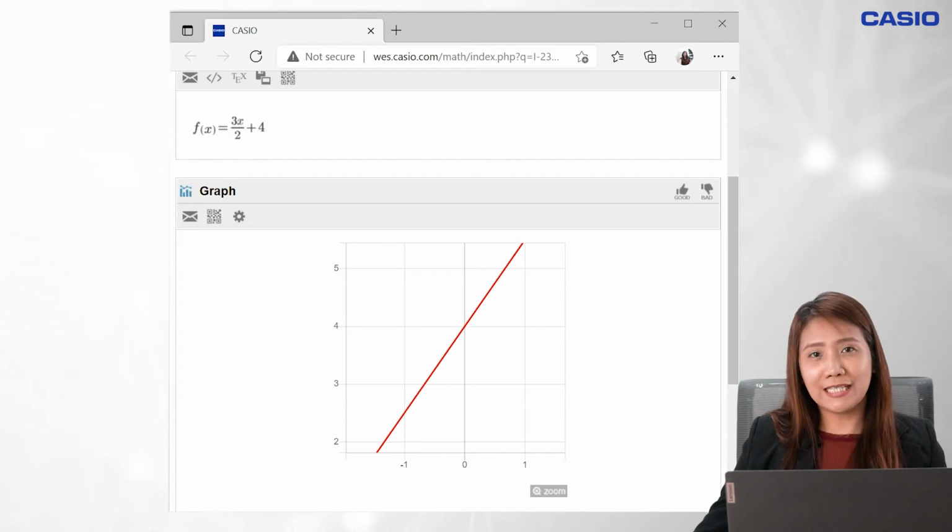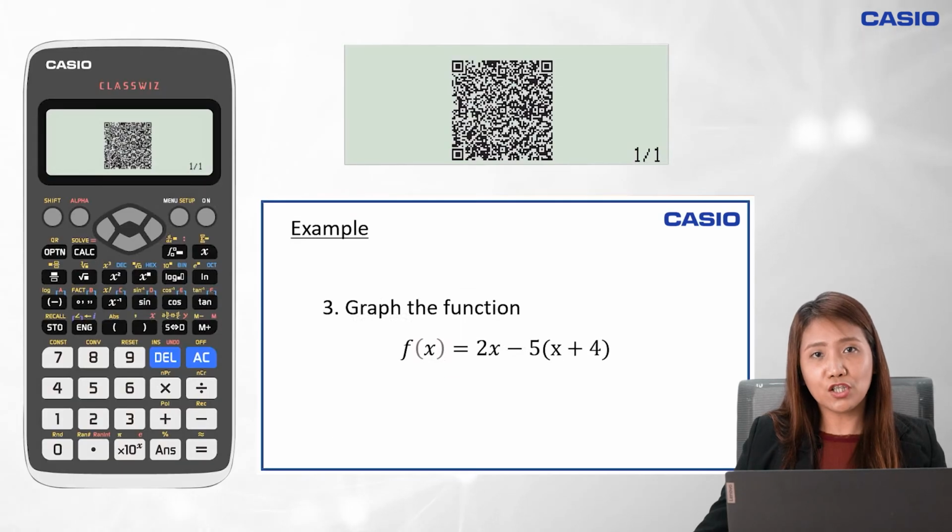Let's have our third example. Let's graph the function, and the given function is 2x minus 5 times the quantity x plus 4. To graph the function, we go to Menu 9.